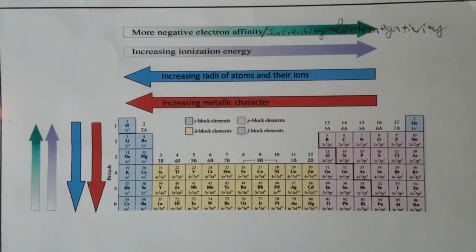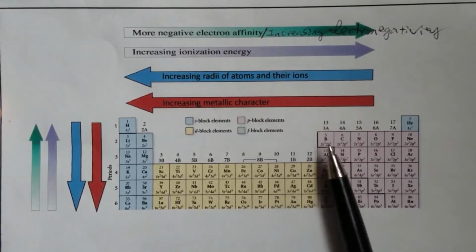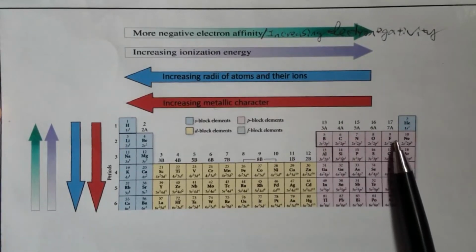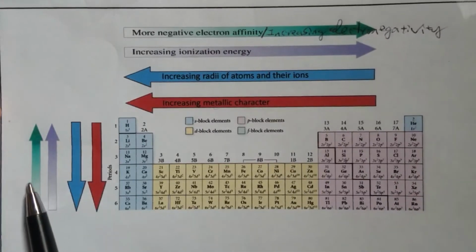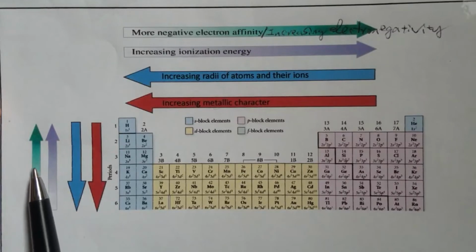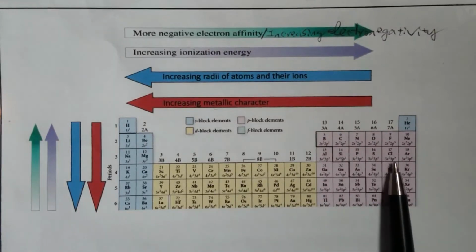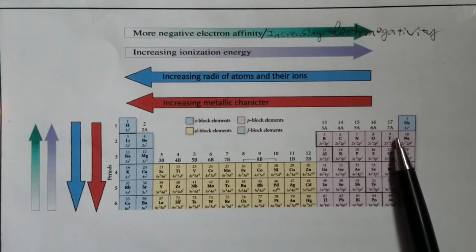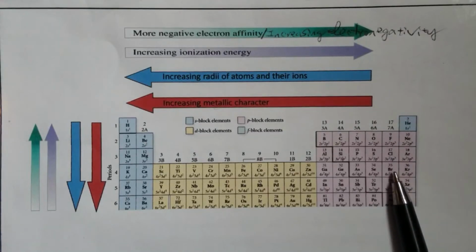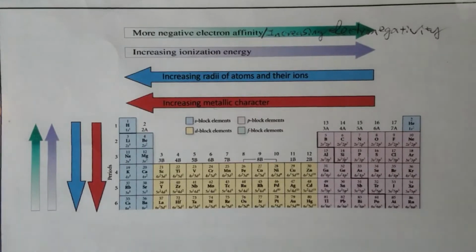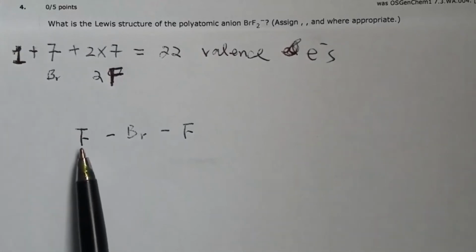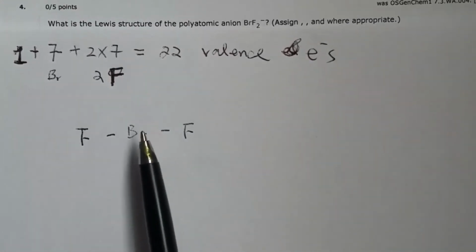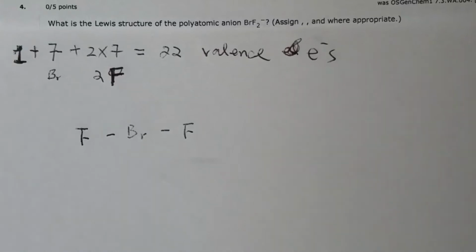Now let's take a look at the electronegativity of bromine and fluorine. Since electronegativity increases from bottom to top, fluorine is more electronegative and bromine is less electronegative. Therefore, bromine should be the central atom. Now we can write the skeleton structure like this. Bromine is the central atom.